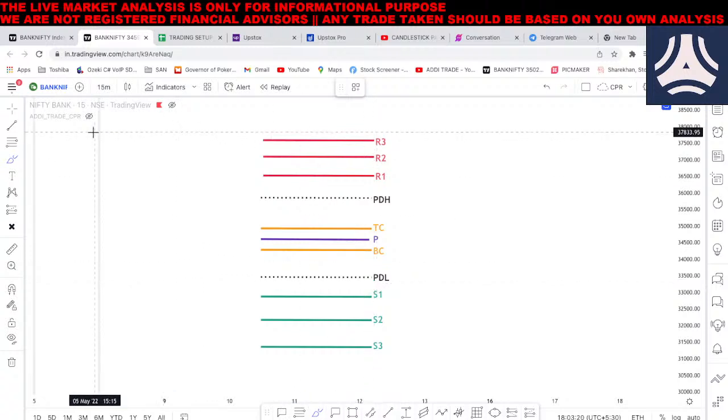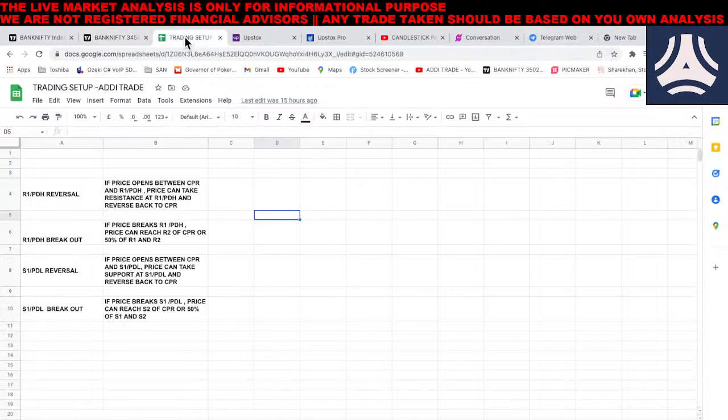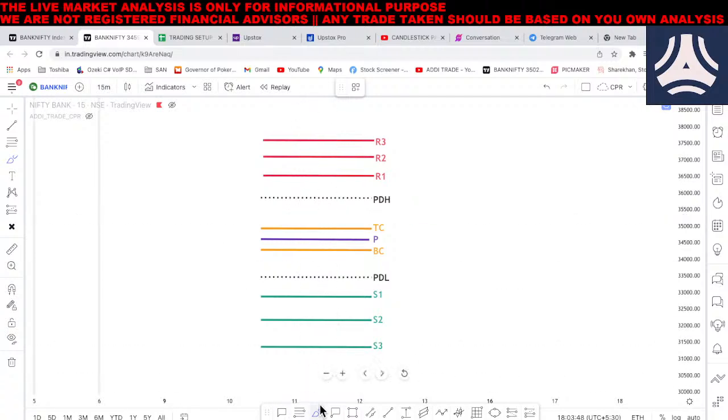I'll be showing you how to add the CPR indicator as well, or any other indicator. So the first setup that we're going to look at is this, that is R1 previous day high reversal. So what it states is, if the price opens between the CPR and R1 previous day high, the price can take resistance at R1 or the previous day high and reverse back to the CPR. Okay, so I'm just going to show exactly what it states, the first setup that we are looking at.